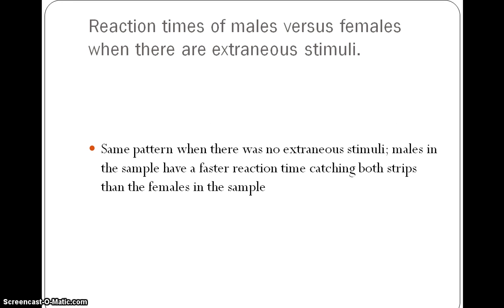And now the reaction times of males versus females when there is no extraneous stimuli. Based on data collected and from the mean calculated from the 5 males and 5 females, for both reaction strips, the first one and the second one, the males have a faster reaction time than the females. And with extraneous stimuli, it has the same result. The male reacts faster than the females.